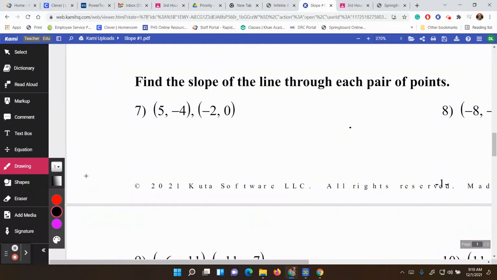All right, so now we are finding the slope through the line of each pair. We need to make sure that we do these properly. You got to remember that our slope is y2 minus y1 over x2 minus x1. Now, it doesn't matter which point we label as our first point and which point we label as our second point, as long as we are consistent in our labeling.